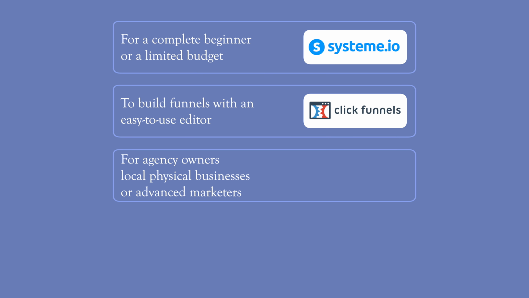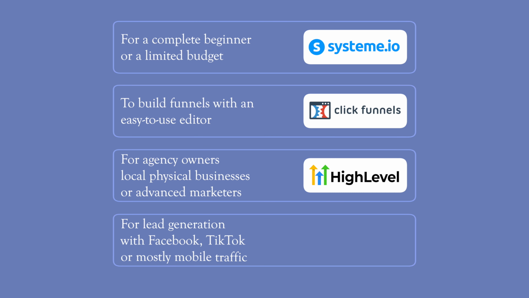If you're an agency owner running a local physical business, or you're an advanced marketer, GoHighLevel is worth considering. With unlimited contacts, industry-specific snapshots, and over 300 features, it's designed to scale with your business. And if you want to build a funnel for generating leads and you're running Facebook ads, TikTok ads, or getting mostly mobile traffic, Perspective is the best option. The unique mobile first templates and multi-step qualification funnels are designed to convert mobile traffic into qualified leads.